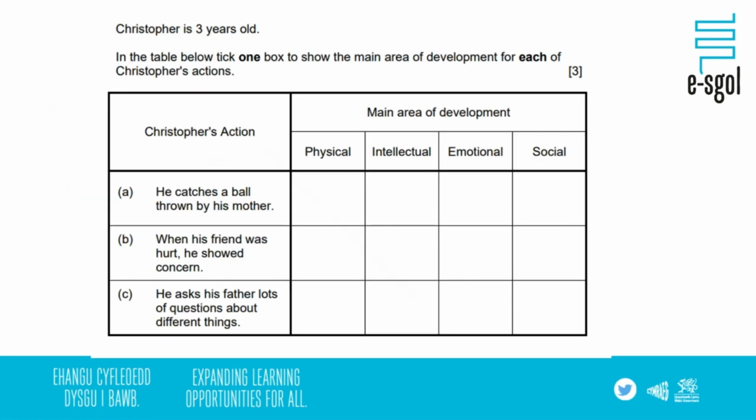And then the last slide today is obviously the 4 areas of development. So your PIES, which is your P, I, E and S. And then a very, very simple example: he catches a ball thrown by his mother. What area of development would that be? So that would be physical. When his friend was hurt, he showed concern. So that is obviously a feeling, which is emotional. And then if he asks his dad lots of questions, he wants to learn. Therefore, he is developing his intellectual development.